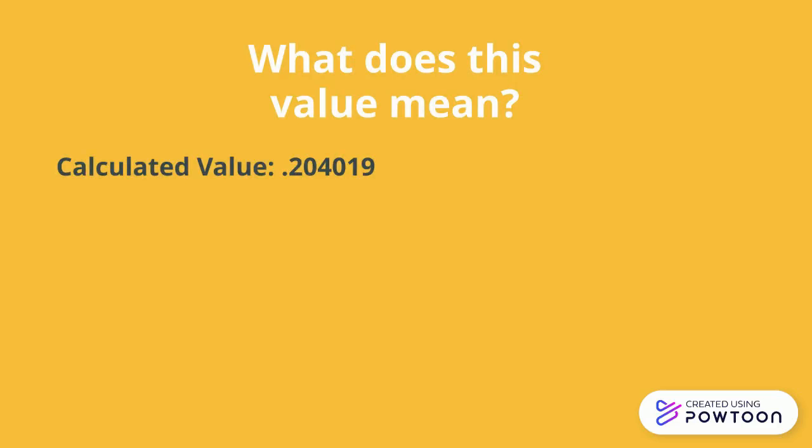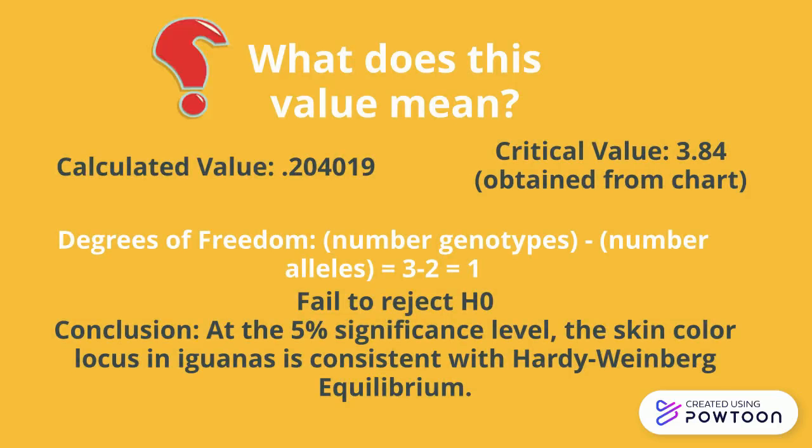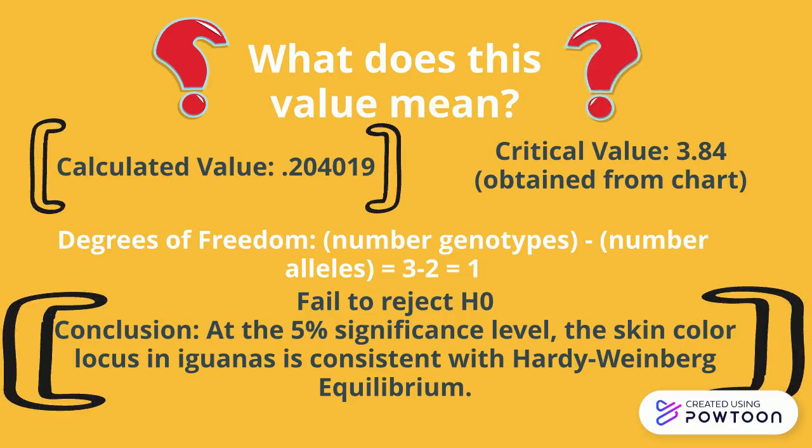The degrees of freedom for our test is 1. When we look at the chart from class, the critical value for 1 degree of freedom is 3.84. The calculated value for the chi-square test was about 0.204. Therefore, we will fail to reject H0, and at the 5% significance level, the skin color locus in iguanas is consistent with Hardy-Weinberg equilibrium.